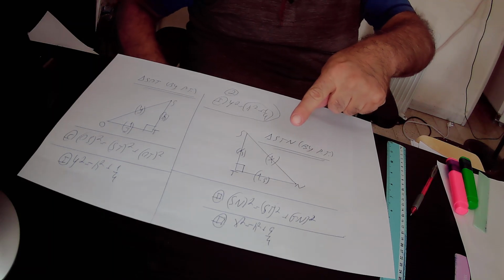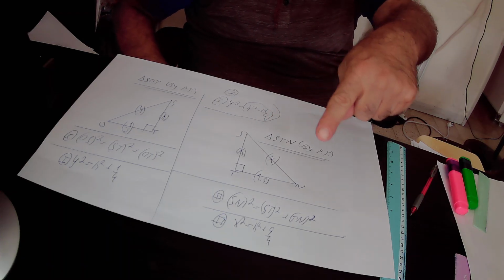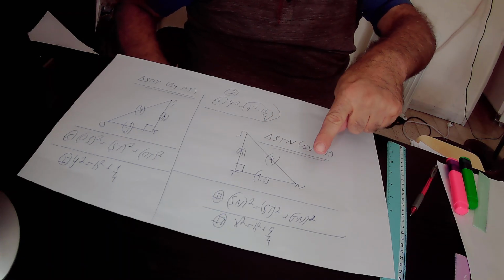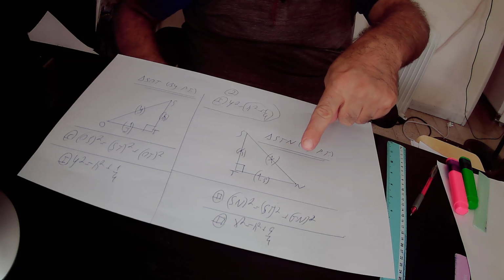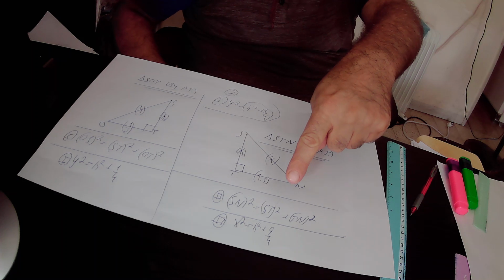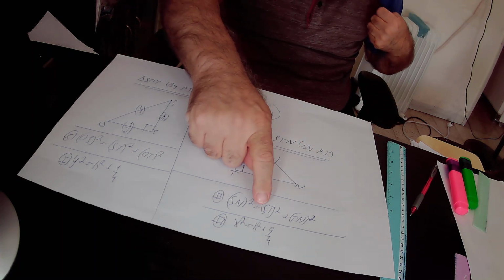SN is x, therefore SN squared is x squared, and it equals ST squared. ST is h, therefore ST squared is h squared, plus TN squared. TN is 3 halves, and therefore TN squared is 3 halves squared, that is 9 quarters. In total, according to equation 2, we found out that x squared equals h squared plus 9 quarters.